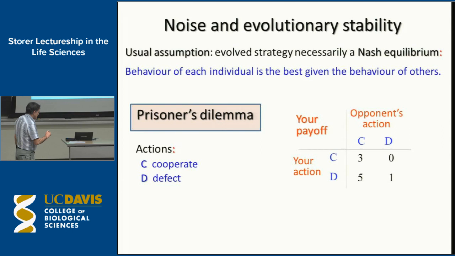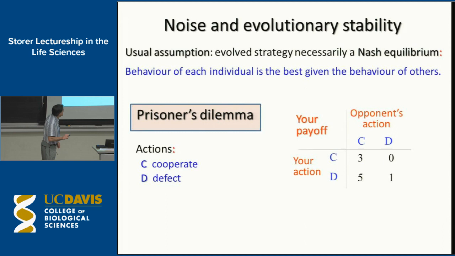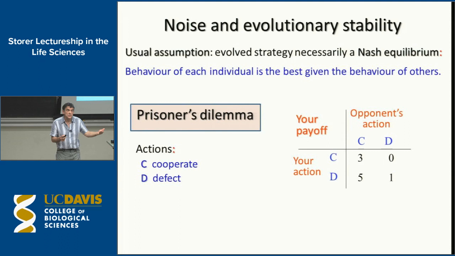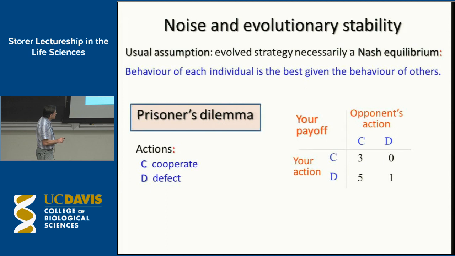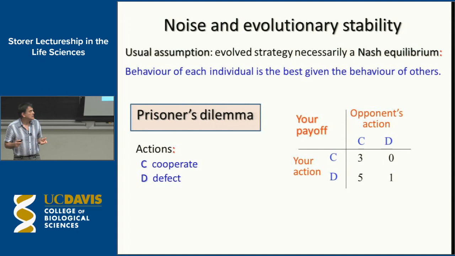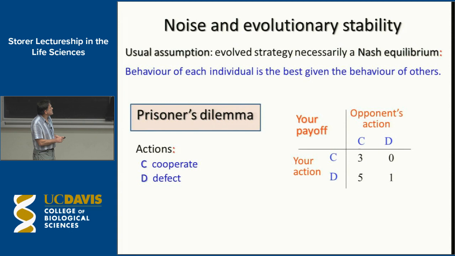So let's have a look at the prisoner's dilemma, even though I've just criticized it. The prisoner's dilemma is about whether to cooperate with your partner or not, which is usually called defect. And this is your payoff, if you like. This is your opponent's action and your action. If you cooperate with your partner and they cooperate, you get 3. If you cooperate, they defect, you get nothing, etc. So what is the best thing for you to do? If they cooperate, the best thing for you to do is defect because 5 is greater than 3. If they defect, the best thing for you to do is to defect because 1 is greater than 0. Therefore, if you don't know what your partner's going to do, you defect.